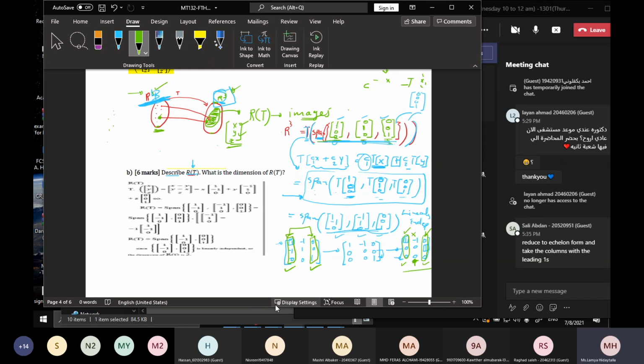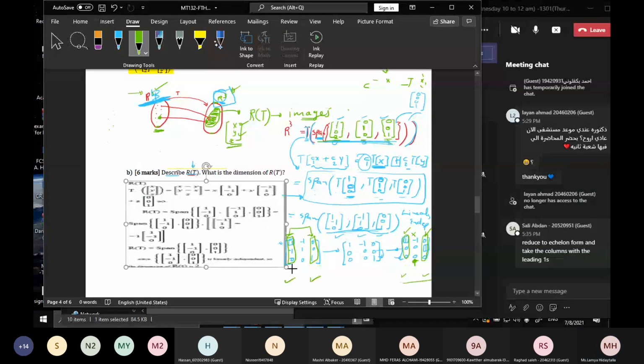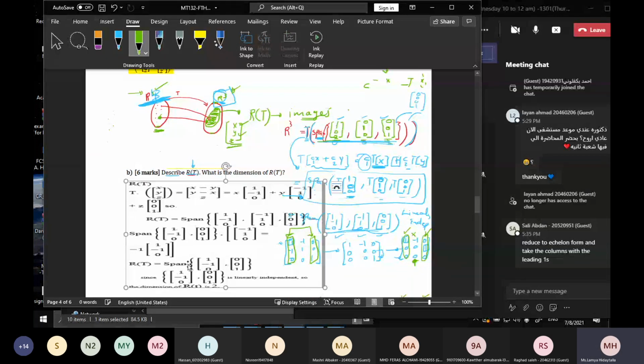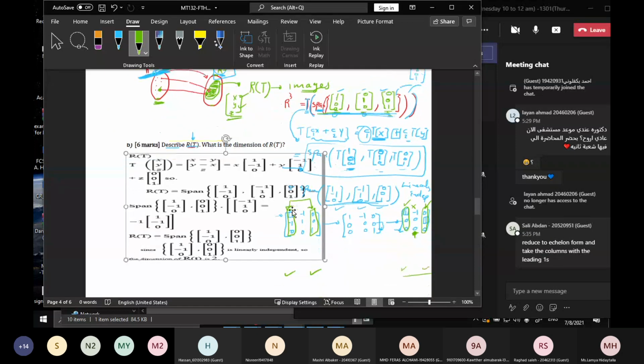Clear? So, describe the range of T. The range of T is the span of the vector 1, minus 1, 0 and the vector 0, 0, 1. It is spanned by this vector and this vector. So this is your set. Not all 3 vectors. If all 3 vectors were linearly independent, they would give me all of R3, the whole space. Clear?